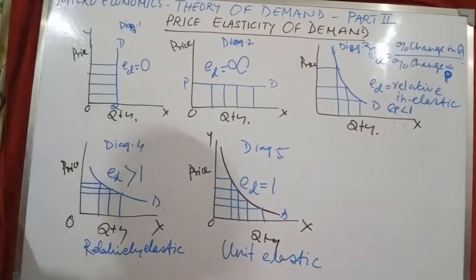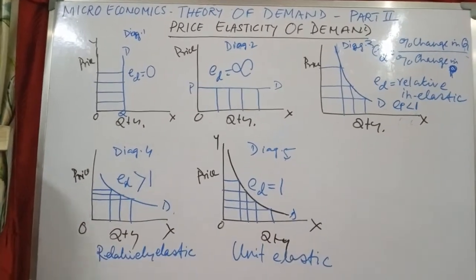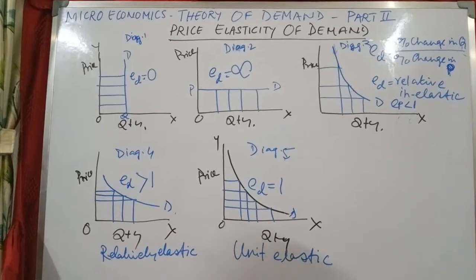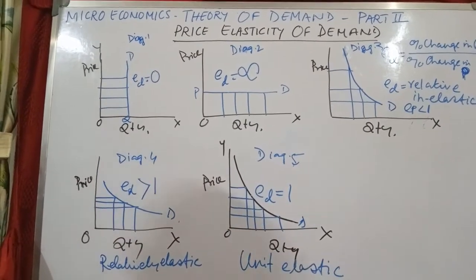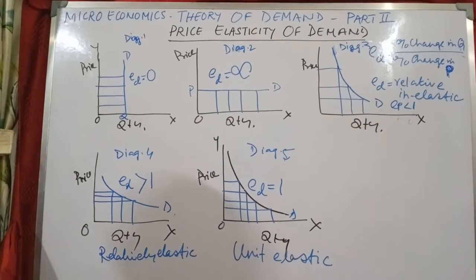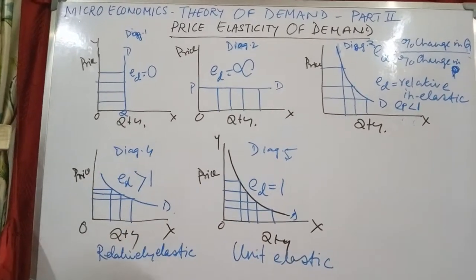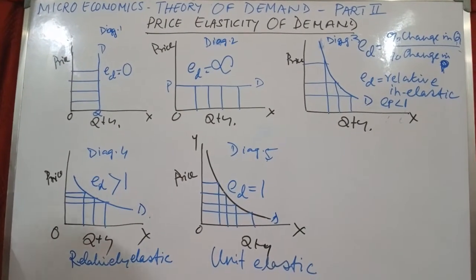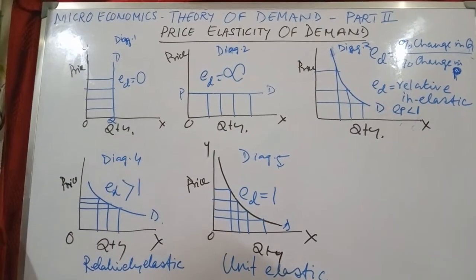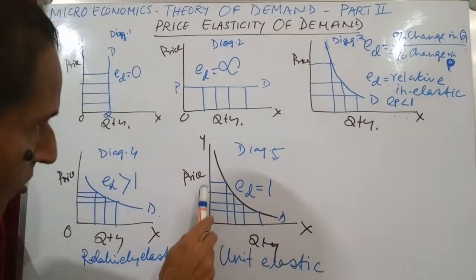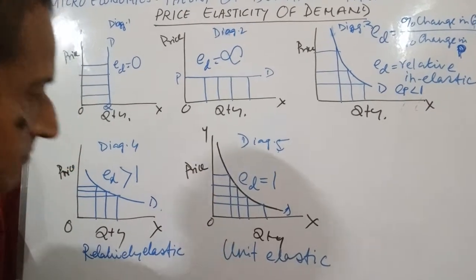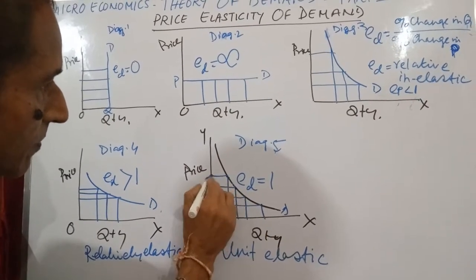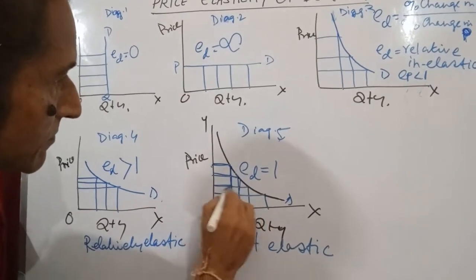And in diagram 5, we have drawn a rectangular hyperbola demand curve, and we know the characteristics of rectangular hyperbola where the transverse axis, that is 2a, is equal to the conjugate axis, that is 2b. We should not get deep into the nitty-gritty of rectangular hyperbola, but it is enough to understand that the areas of all these rectangles, drawn from different points of the demand curve, are the same.